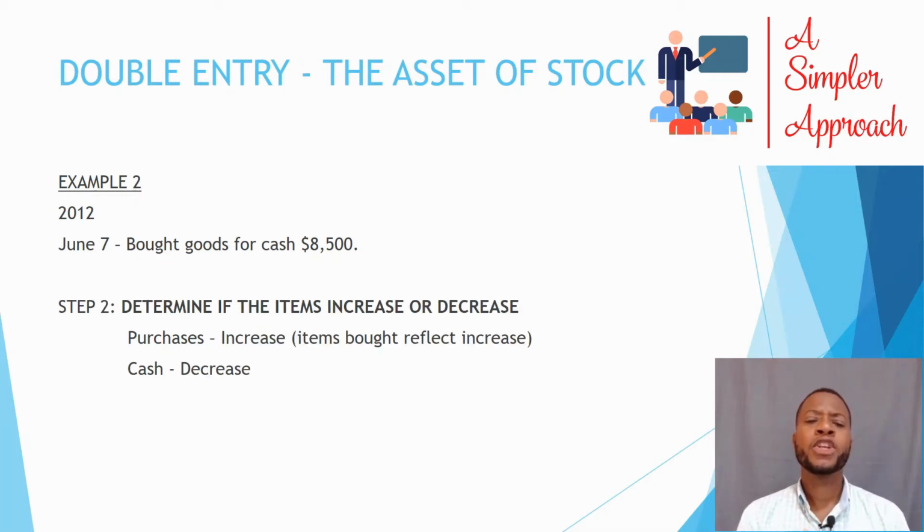Step 2, determine if the items increase or decrease. We already know that purchases increased. We bought stock, therefore our stockpile is going up. Purchases has increased. We know that. Cash, on the other hand, is decreasing because we have bought something using cash, which therefore means that our cash amount has gone down. Okay? So purchases has increased, cash has decreased. Cool.